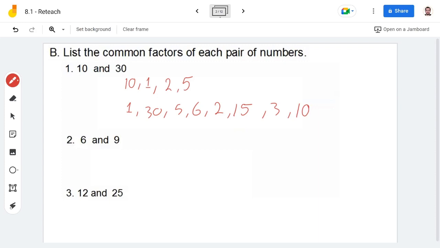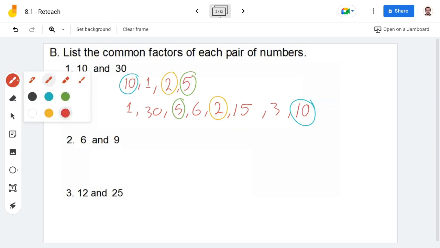Now check the common factors. We have 10, so 10 is a common factor. We have 2, which is also a common factor. 1 is always considered a common factor, but I don't need to go to 1. 5 is a common factor. So here we have three common factors between 10 and 30. We can do the same thing with 6 and 9, and 12 and 25, but I won't go there to save time in the video.